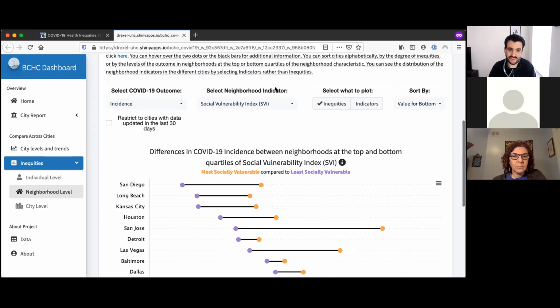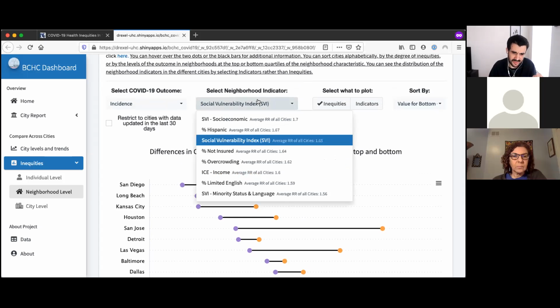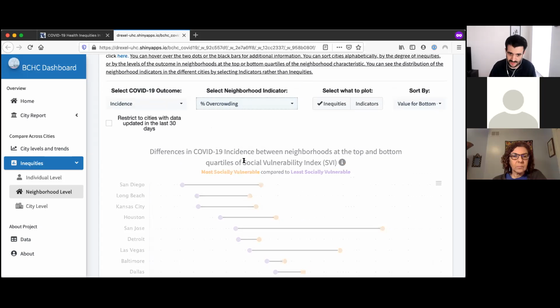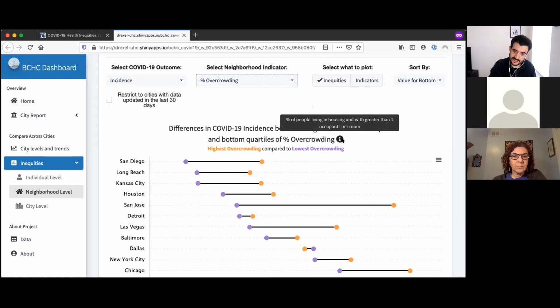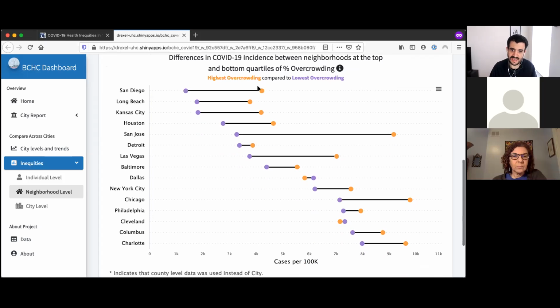Now, imagine you are interested not in social vulnerability, but something more concrete. Let's look, for example, at overcrowding. In the case of overcrowding, which in case you are interested, is defined as the percent of people living in a housing unit with greater than one occupant per room. And in any indicator, you can just overlay this information button if you are interested in the indicator. And we see a very similar picture. Areas, zip codes with the highest overcrowding have a much higher incidence rate in almost all of the cities, with a couple exceptions, than neighborhoods at the lowest levels of overcrowding.